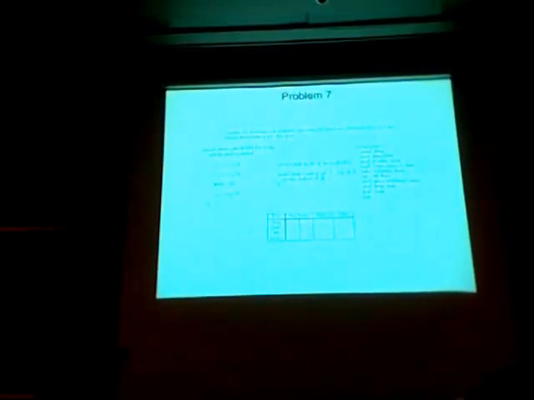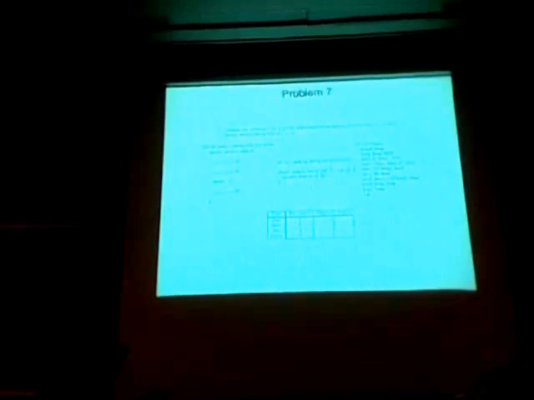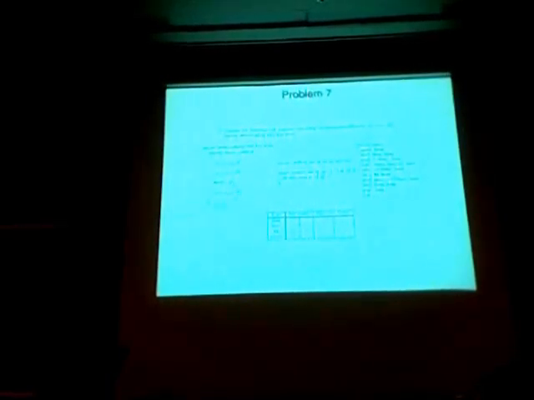Okay. Problem 7. Consider the following code fragment containing the incomplete definition of the data type. Construct the matrix entry, and it has 4 fields, A, B, C, and D.